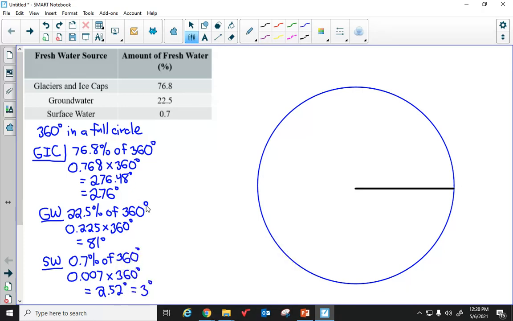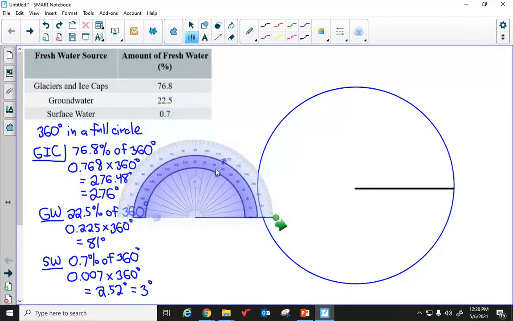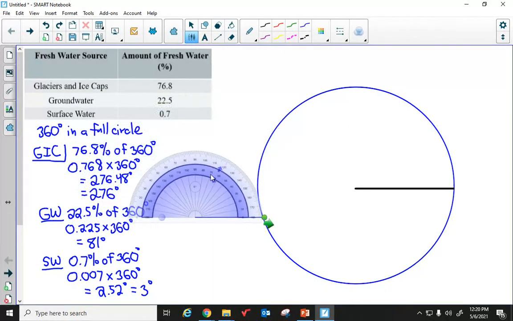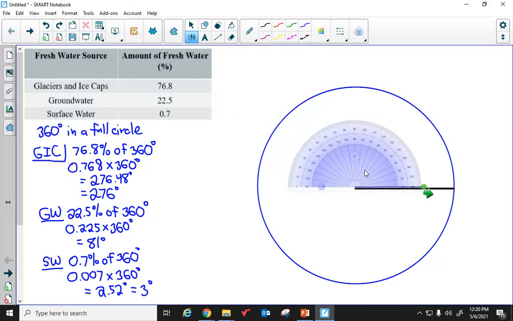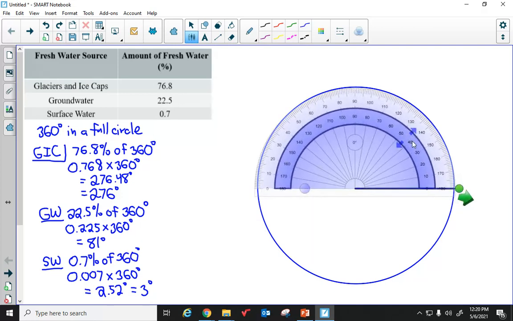Okay, now to draw these sectors of these angles, I now need to use a protractor. So I'm going to go grab a protractor tool. And this protractor is a bit finicky to deal with. I'm going to try to shrink it a little bit. Okay. So what I want to do is start off by taking the protractor and putting it at the center of the circle. And I'm just going to make it expand outward like this right here.